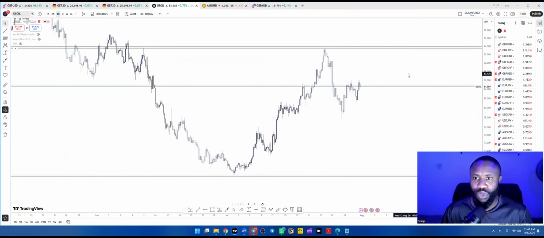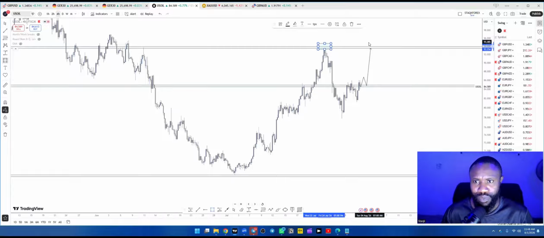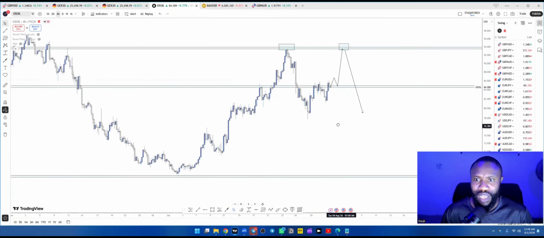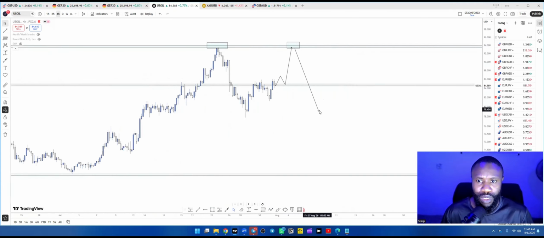All right, but what I will be expecting here, I'll pay close attention here. This is what I'll be expecting. Let price break above this level. Then once price breaks above, this will happen, a retest, then to this level. Then I'll pay close attention to this level for the second touch, then before selling.